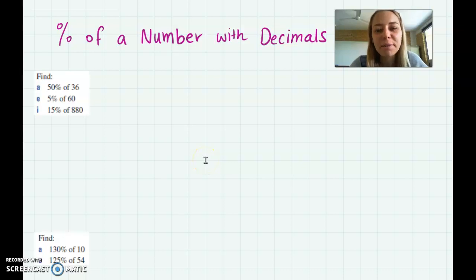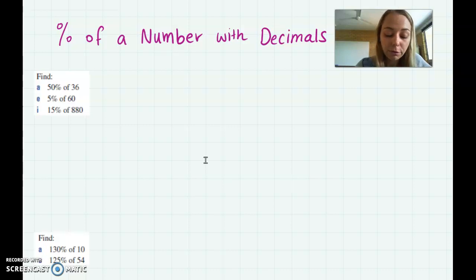You can find the percentage of a number with your decimal knowledge that you have so far. To do this, you need to know how to change a percent to a decimal, which is pretty easy. I'll remind you of that one. And you need to know how to multiply decimals. If you can do those two skills, you're good to go. So let's have a look.